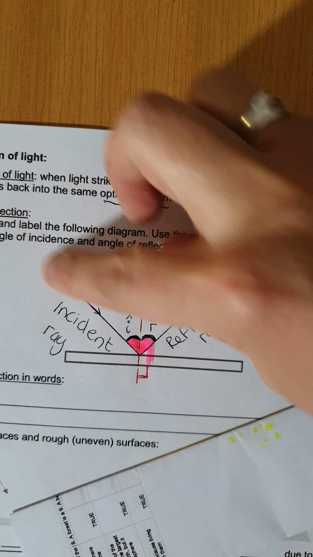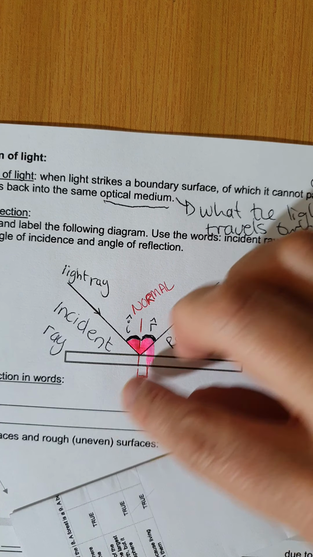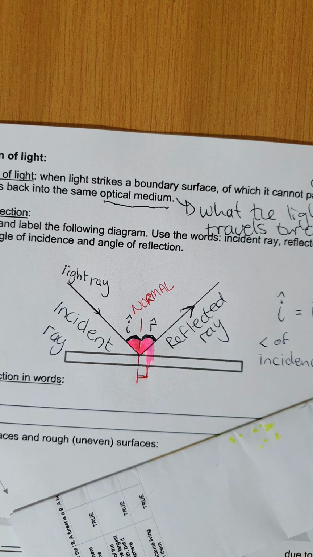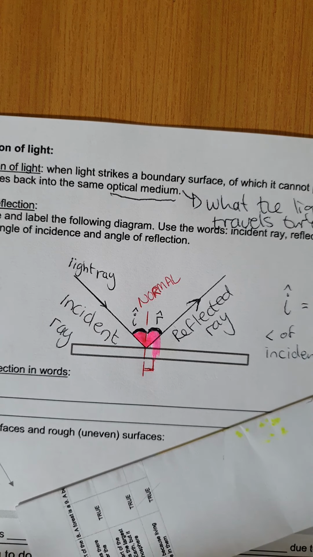So a light ray comes down, hits a boundary surface, leaves, and it will leave at the same angle. Okay, now I want you to practice this at home. I want you to stand in front of a mirror, and then I want you to walk left and right and keep seeing of what you are seeing.